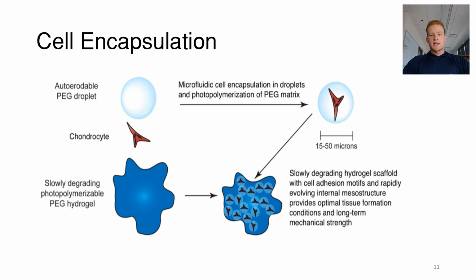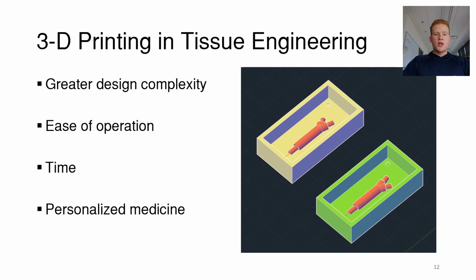All of these abilities allow us to encapsulate living cells in hydrogels and maintain their viability, as can be seen here, where we have a composite formulation of both living cells and hydrogels. These types of composites could be groundbreaking in the field of 3D bioprinting. 3D printing used in tissue engineering offers a greater complexity in design and is a relatively simple and time-efficient operation. It also offers us a more personal and individualized approach to regenerative medicine.